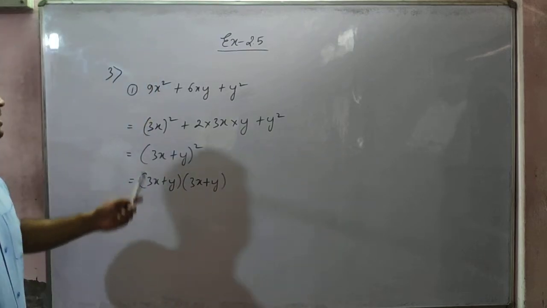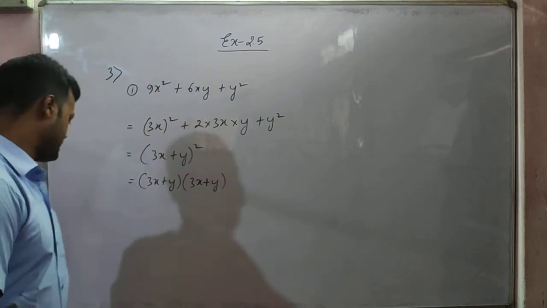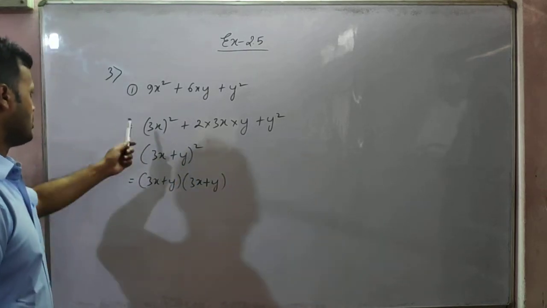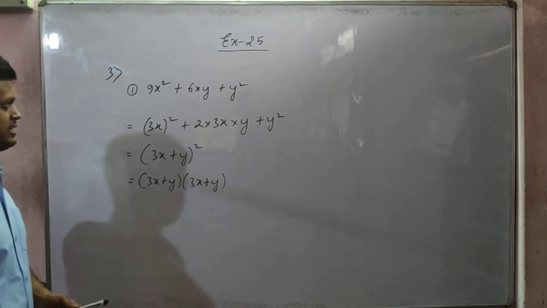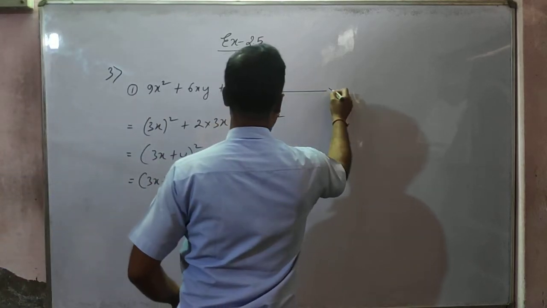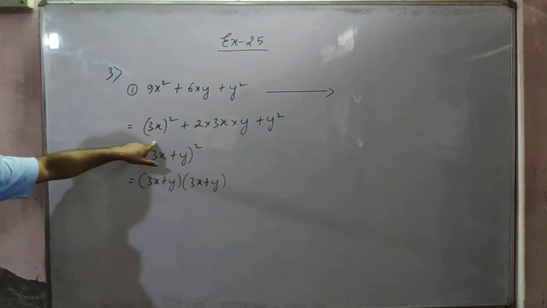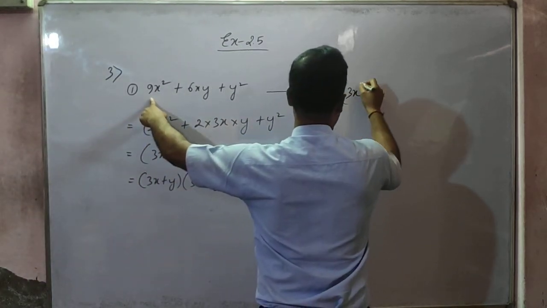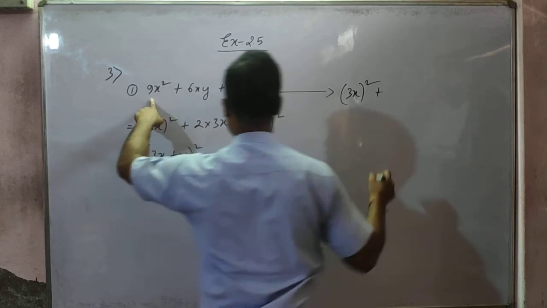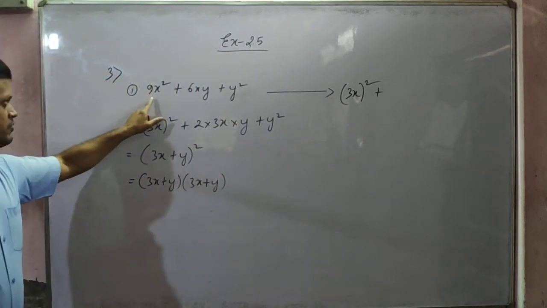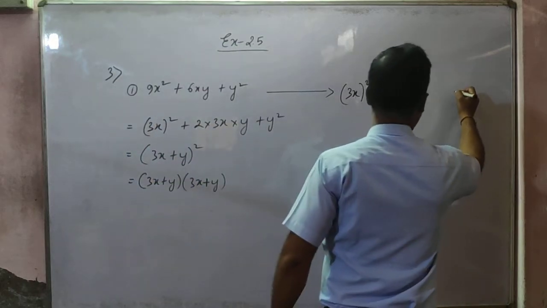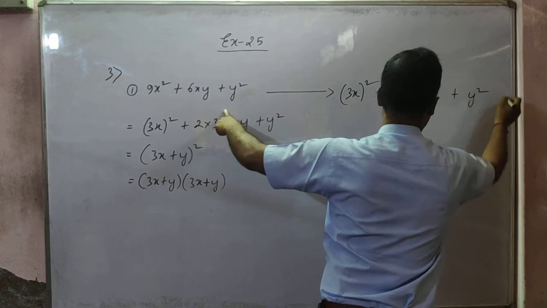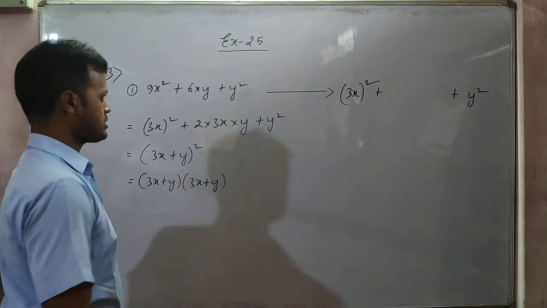So let us see this, students. 9x square plus 6xy plus y square. You have to factorize this using identities. So how I wrote this line, just observe. First 9x square is there. For 9x square I wrote 3x whole square. After that plus is there. And at the end what is there, y square, so I wrote y square. Okay, students.